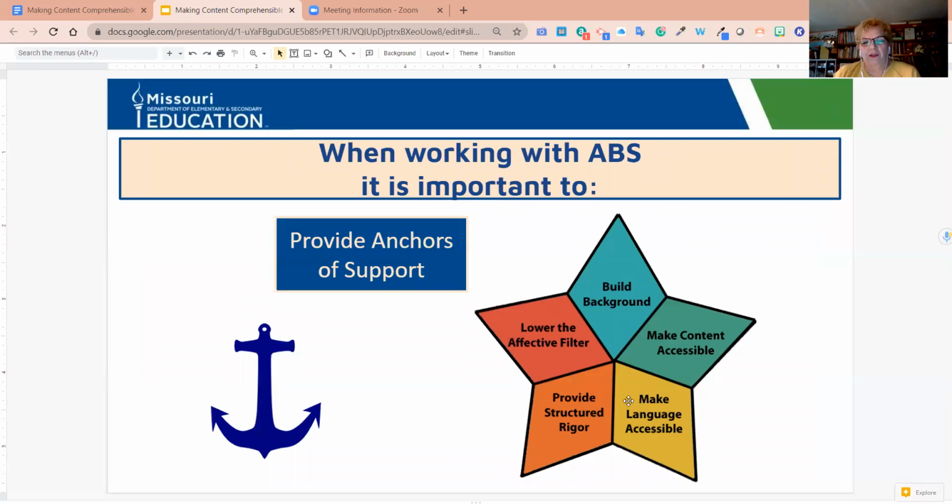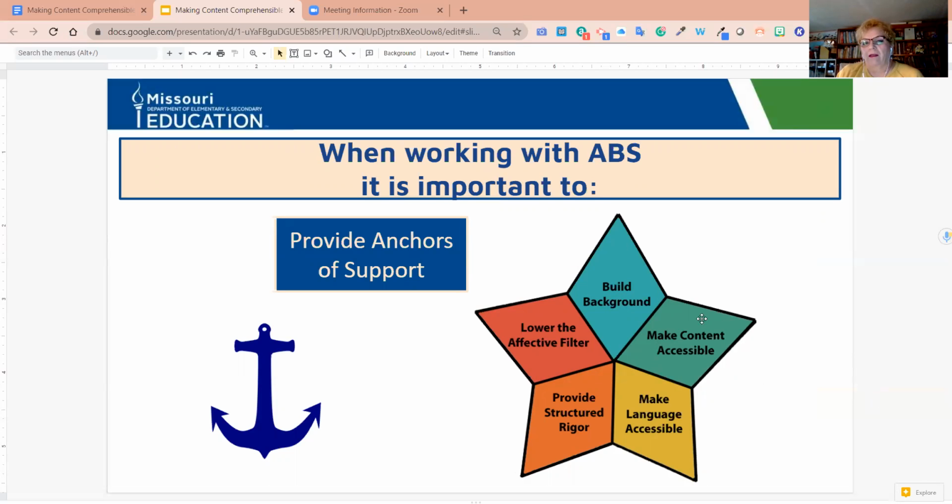All right, and I told you we were going to talk about some anchors. So we need to provide some anchors of support for our students. And what those anchors are to build the background. As I said earlier, they don't all come with an understanding of American culture, or depending on how much schooling they had before they came to America, they may not understand some of the things that are presented in our textbooks. So we have to build that background for them.